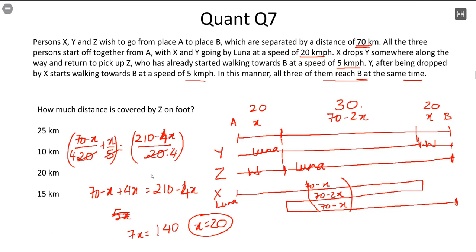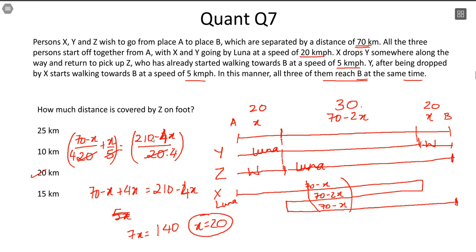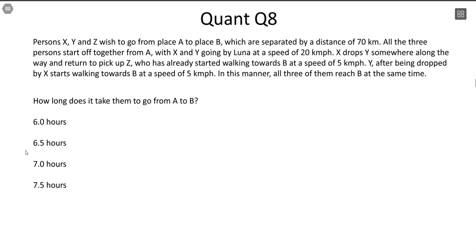Now we can answer all the 3 questions in the set. How much distance is covered by Z on foot? Z covered 20 kilometers on foot, that was X. Next question is, how long does it take to go from A to B? So total time taken, 210 minus 4X, 210 minus 80 divided by 20. So we get 130 by 20, or 6.5. So answer to the second question, 6.5.